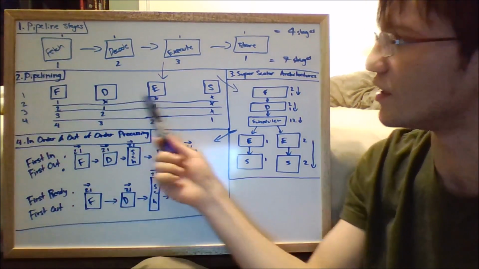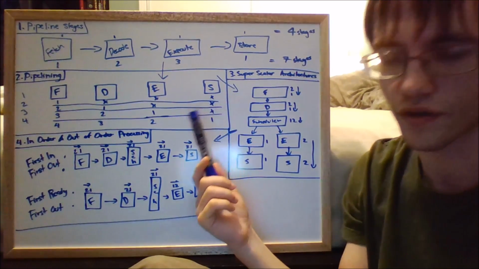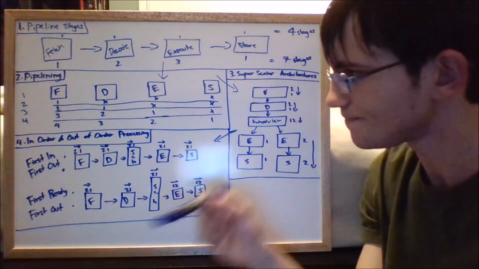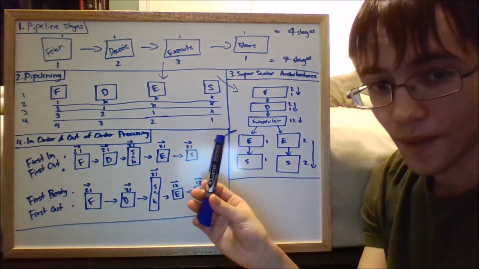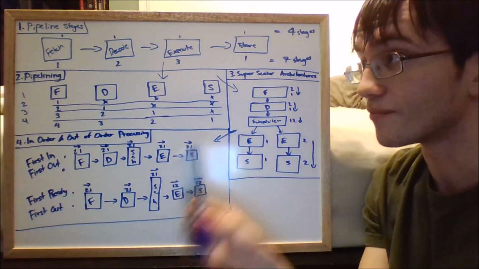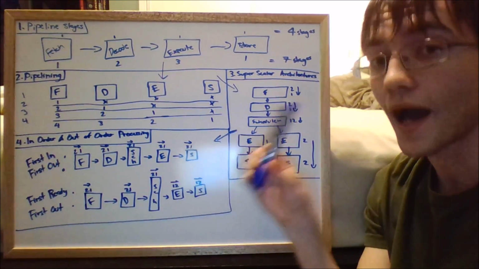By the way, FDES is just easier to identify than reading fetch, decode, execute, and store in very small letters. Now, what pipelining does is it makes use of the full CPU, or at least as much of the CPU as possible, at all times.